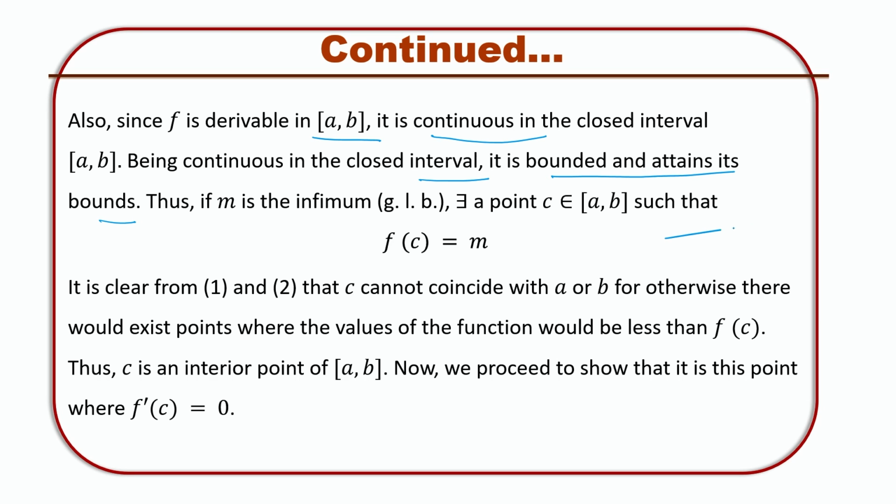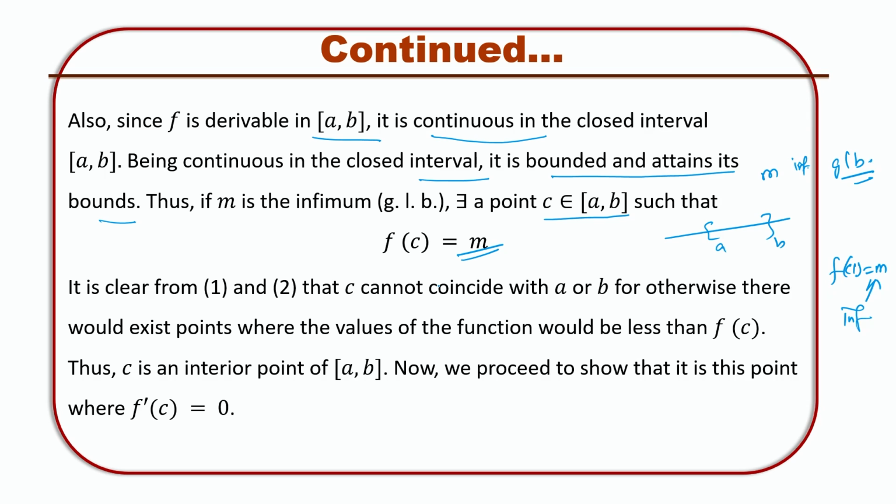Since it is bounded in the closed interval [a, b], let's say m is the infimum. Infimum means greatest lower bound, right? And there exists a point c in [a, b] such that f(c) is equal to m. f(c) is going to be m, where m is the infimum.